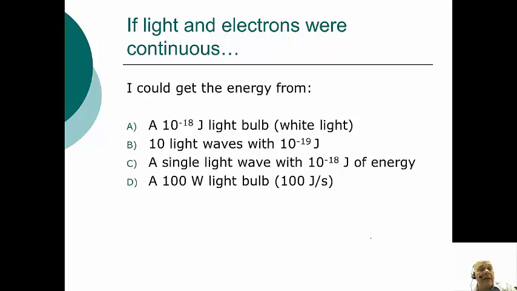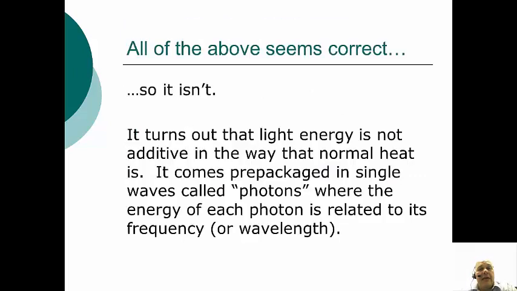But in fact, because electrons and light are quantized, the only way to actually get there is with a single light wave that has 10 to the minus 18 joules of energy or more. And the reason, again, goes back to my Bohr model. Energy is simply not additive in the way that something like heat appears to be.